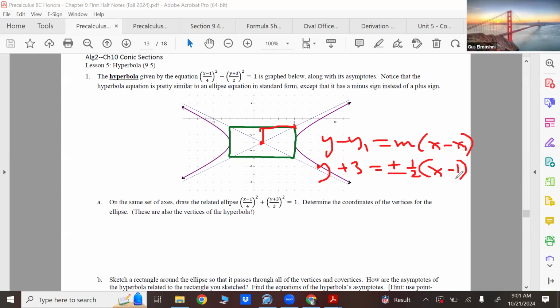It's that simple. You know a point that both asymptotes pass through, the center, which is (1, -3) for x1 and y1 respectively. The slope is up 2, right 4, or down 2, right 4, which reduces to 1/2, but you have plus or minus. So that's how you can write the asymptotes.